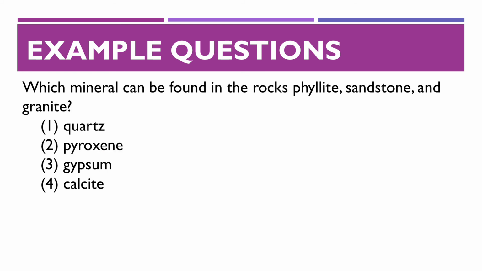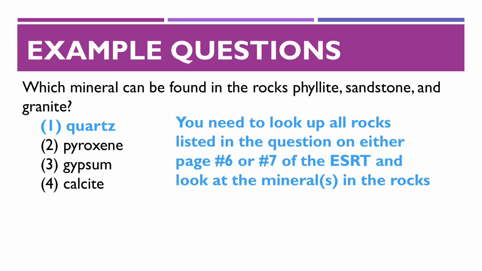Another example of a question that seems hard, but if you put in the work, you'll get the answer, is which mineral can be found in the rocks phyllite, sandstone, and granite? You have to go through the reference table and you need to look up all 3 of these rocks. You have to look up phyllite, sandstone, and granite, look in their compositions to see what minerals are made up of them, and then you can see that all 3 of them have one mineral in common, which is quartz, which should be your answer. Again, the answer is in the reference table. It just requires a little bit of work to get it.